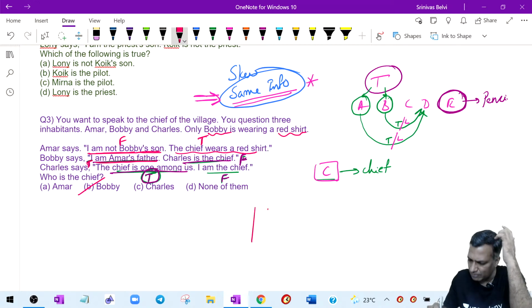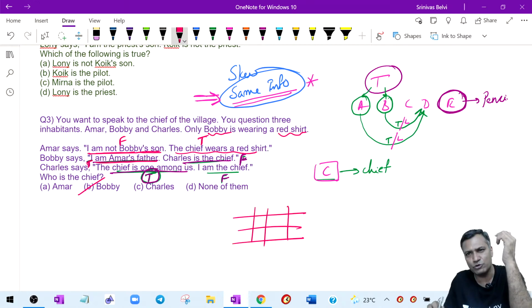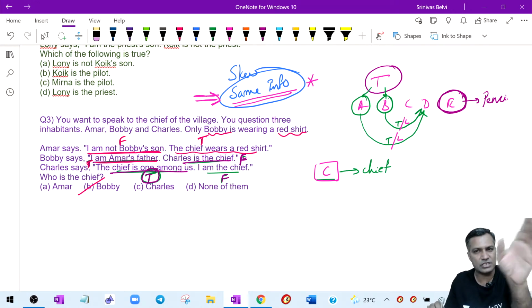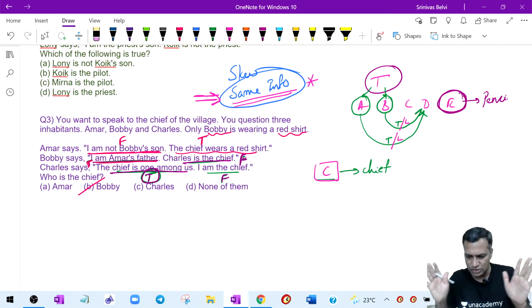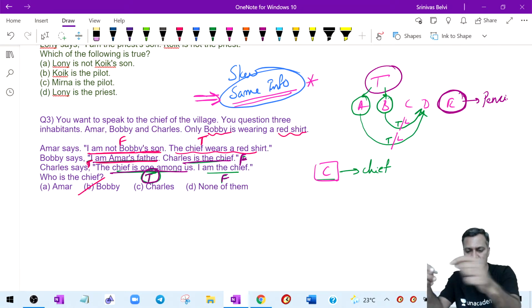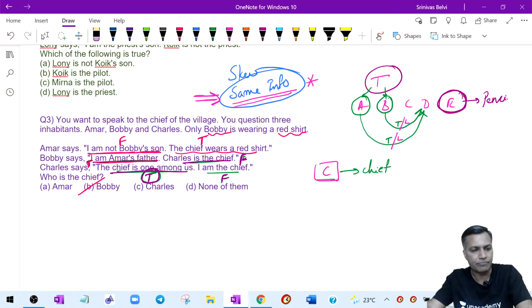You don't have to write the table. That's my point. Should I have to write this table to analyze? Of course not. For these simple puzzles, you don't have to. If you are analyzing the statements properly, you can just look at the screen, you know which is true, which is false, and you get the answer within no time. Making sense?